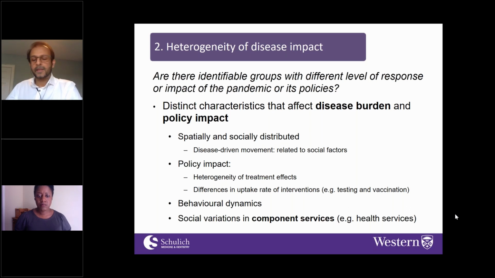So again, this level of social distribution has a direct impact on how the pandemic progresses, how it impacts certain social groups. Another important element that a number of recommendations and guidelines have asked to look into is the heterogeneity of treatment effects. When we talk about treatment effects, we are particularly thinking about health policies. And policies may not have the same level of impact across all social groups.